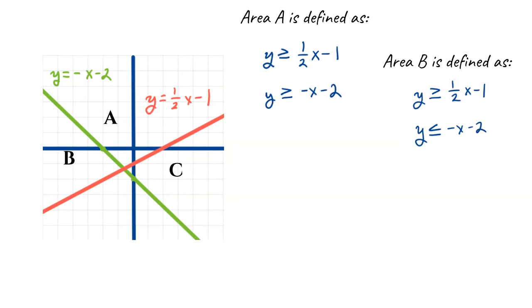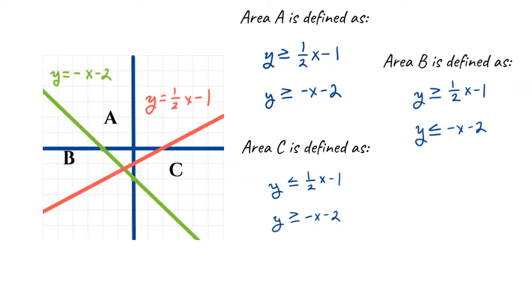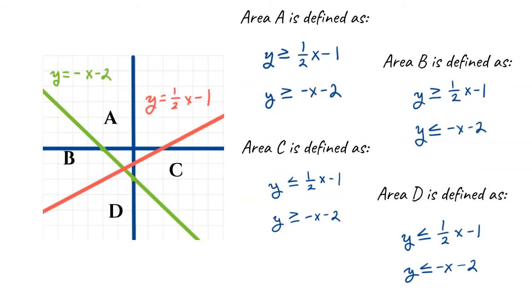Area C, on the other hand, is below the red line and above the green line, so it's going to be less than or equal to the red line, and it's going to be greater than or equal to the green line because of where it's located. D is below both of the lines, so D is going to be less than or equal to both of those lines because the lines are solid and they are included in this inequality.